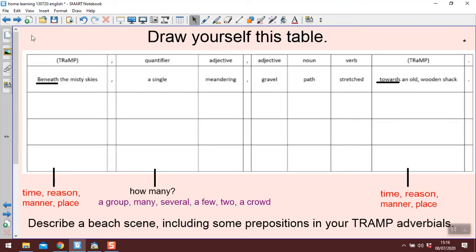So what I'd like you to do first is draw yourself this table. I'd like you to draw a table with these headings: TRAMP, a comma, a quantifier, adjective, a comma, adjective, noun, verb, TRAMP, and a full stop. Pause the video while you draw yourself a table.